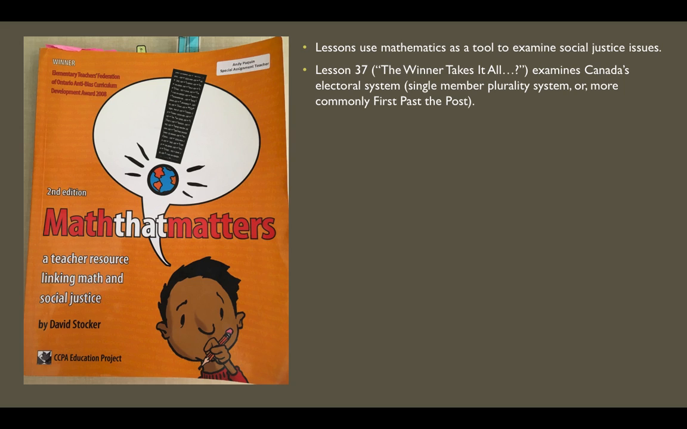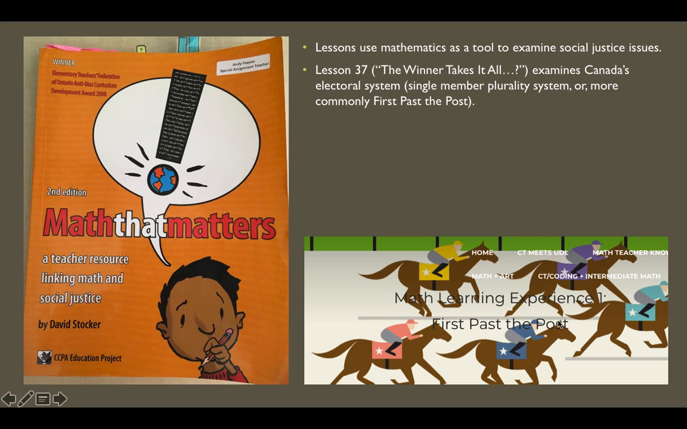Which brings me back to the picture at the beginning of the video. First past the post is a reference to a horse race, where the first horse past the post wins everything, and there's no second, third, fourth, or fifth place. There's nothing for them, and that's very much how Canada's electoral system runs. Within each riding, the first person past the post, i.e., the candidate with the most votes, gets the seat in the House, and all the other candidates get next to nothing.